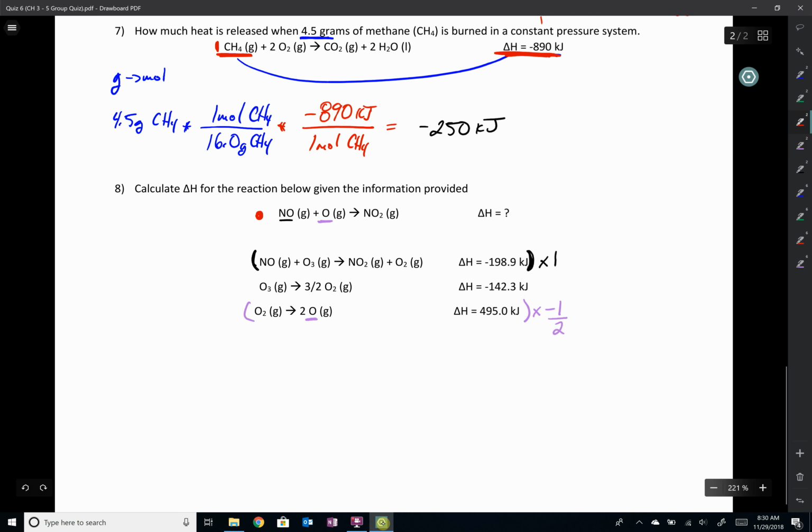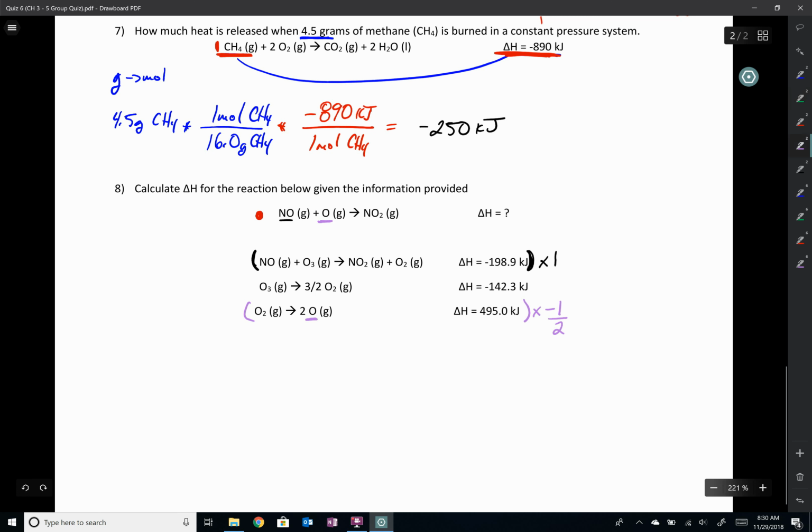All right, so we're done with that. NO2 is on the right side of the arrow. Here's NO2, it's on the right side of the arrow. The stoichiometry is the same, it's 1 and 1 in both cases, so it doesn't look like we need to do anything to that. And you say, oh, okay, so multiply the equation in black by 1, the equation in purple by -1/2.